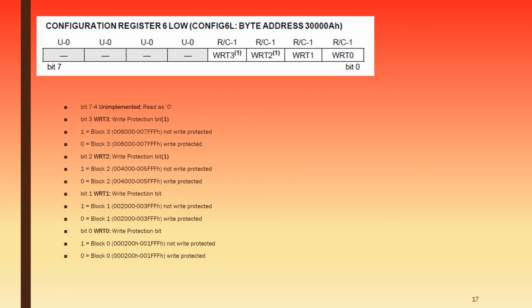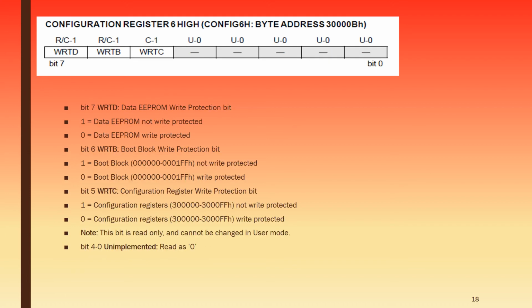And bit 1 is WRT1. So this is also write protection bit. Here the block is 00200 to 003FF. And WRT0 is write protection bit. So 4 bits are there in this particular register. In the earlier version there were 3 bits, here 4 are there. Bit 0, WRT0, block 0, that is 000 to 001FFH, which is not protected if it is set, and it is protected if it is in reset.